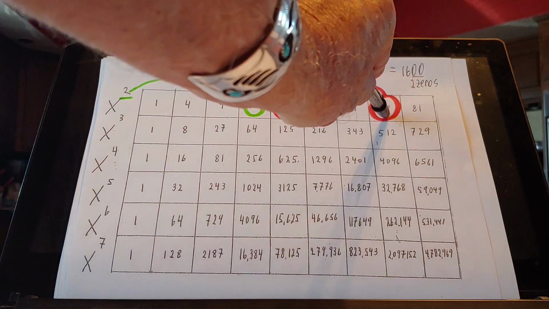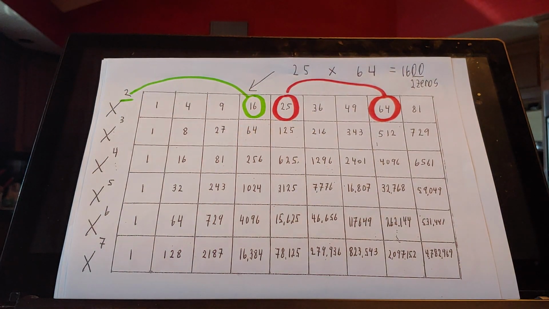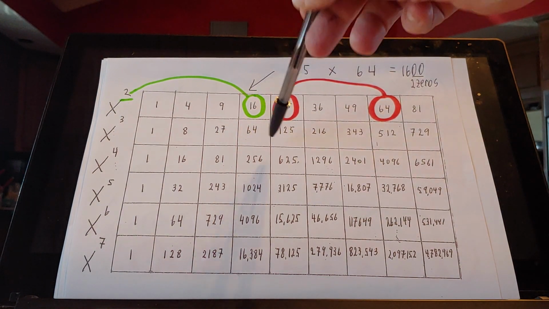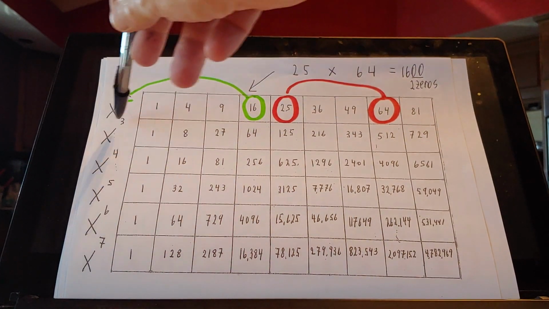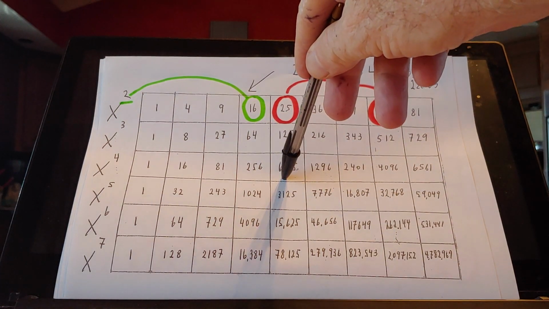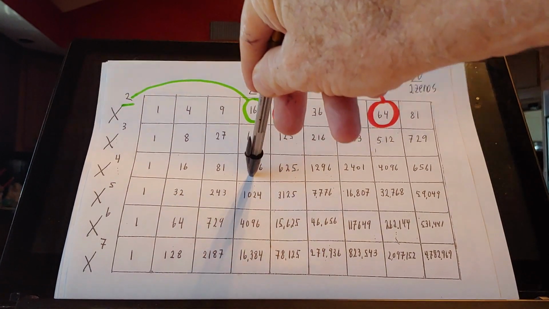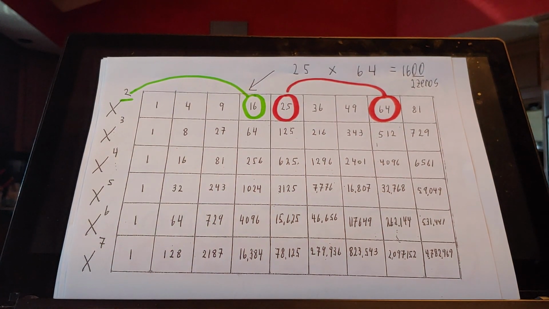So 25 times 64, that's going to give us 16 with 2 zeros. That's going to give us 1600. So 125 times 512 will give us 64 with 3 zeros. And 4096 times 625 will give us 256 with 4 zeros, etc.